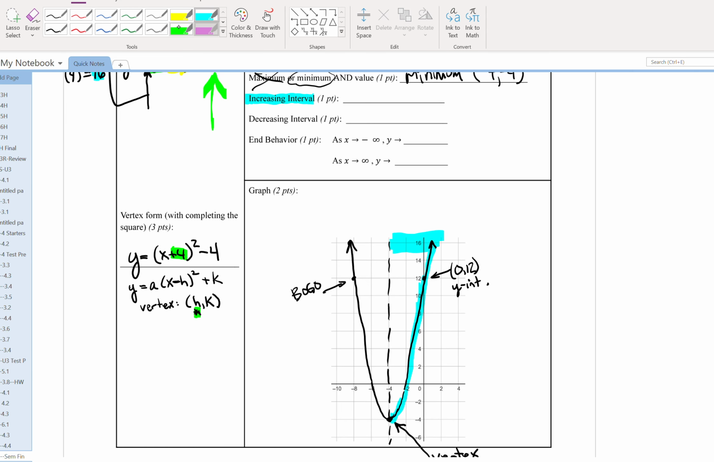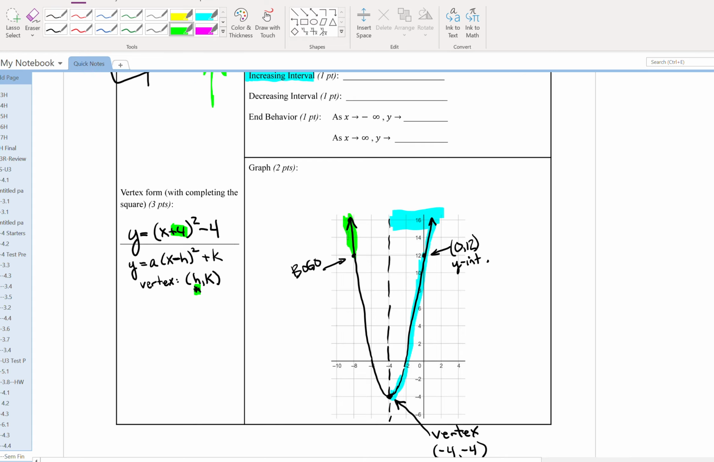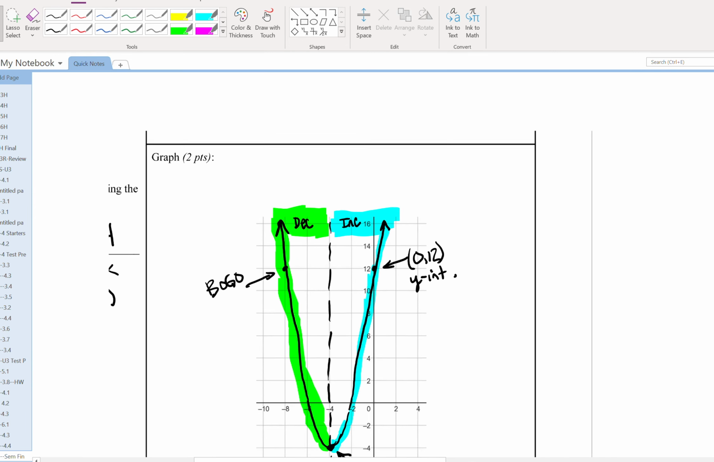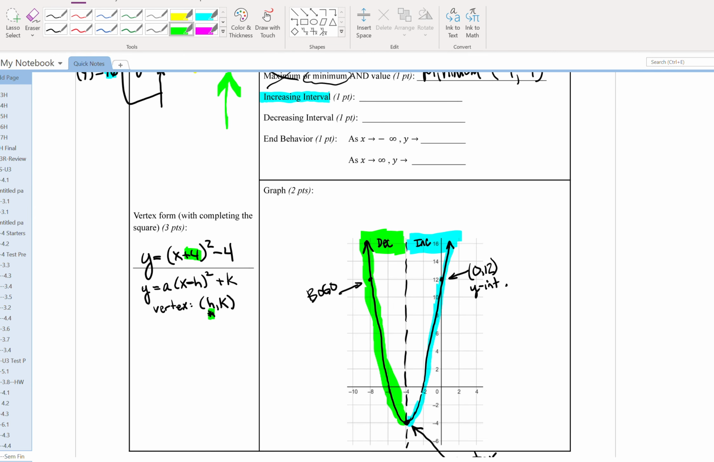And then it's decreasing. Let's use green here. It's decreasing starting over here on the left and going all the way down to the point where it starts increasing. And so this is decreasing. And we can label them. This one is increasing. This one is decreasing. So I'm going to mark this one decreasing here too.